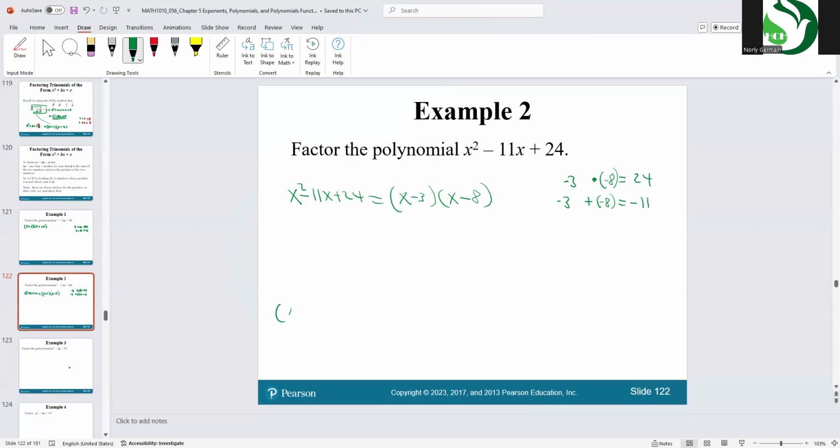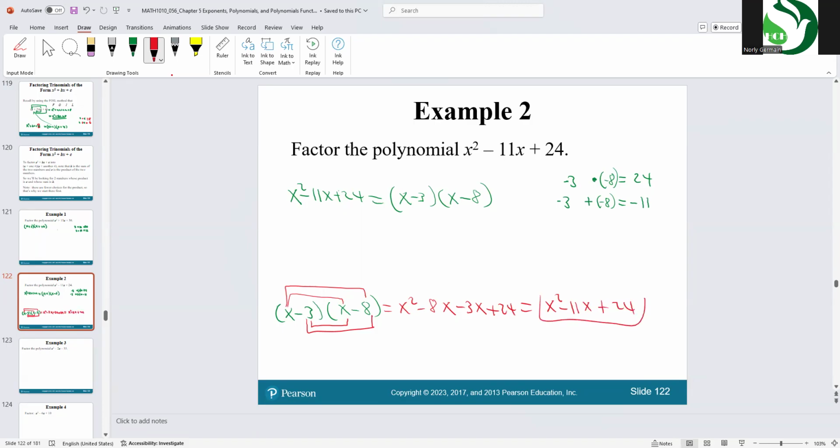If you want to FOIL and make sure you obtain the same answer, let's FOIL. Remember, FOIL means multiply these two, that's x squared. Multiply these two, that's negative 8x. Multiply these two, negative 3x. Multiply these two, that's positive 24. So we have x squared minus 11x plus 24. Okay, so that's it.